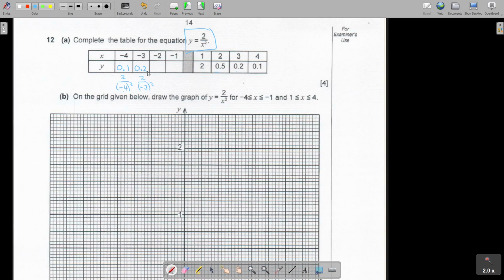And then I say 2 divide, and now negative 2 squared. So 2 divide, bracket, negative 2, close the bracket, square, equals. And this one is 0.5. And the final one is 2 divide negative 1 squared. So 2 divide bracket, negative 1, close the bracket, square, equals, and that is 2.